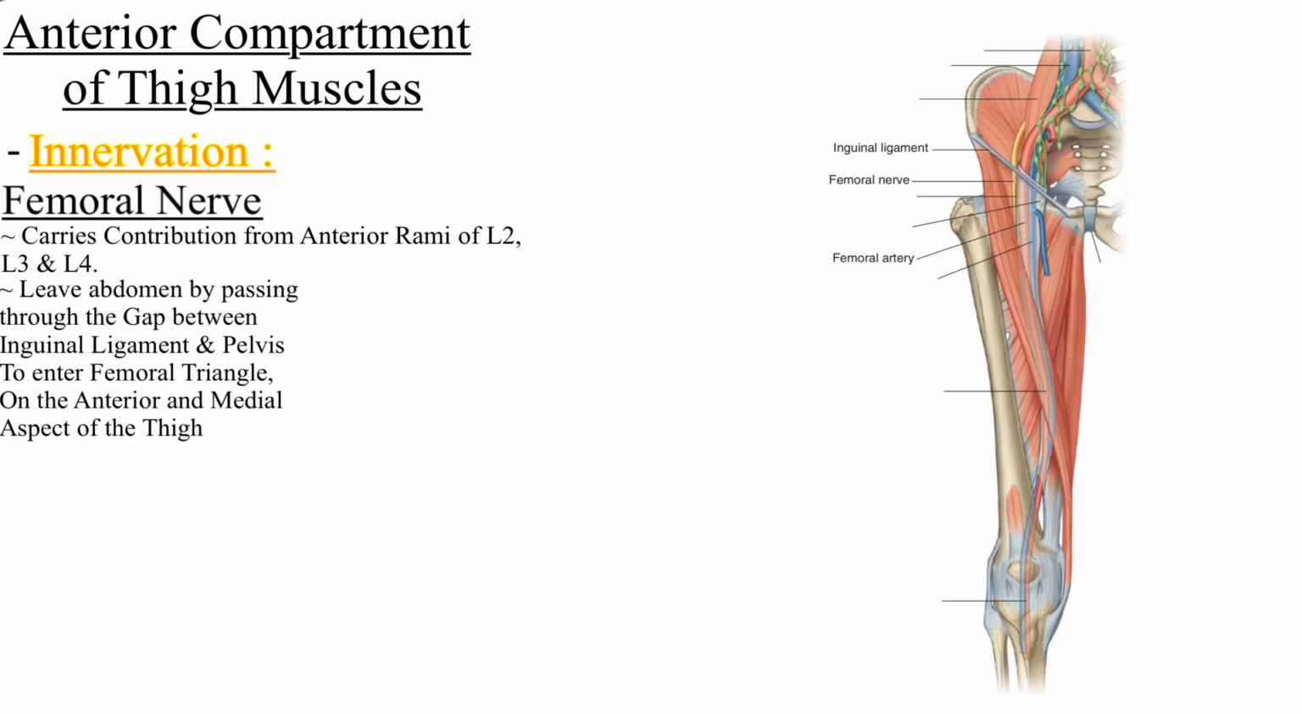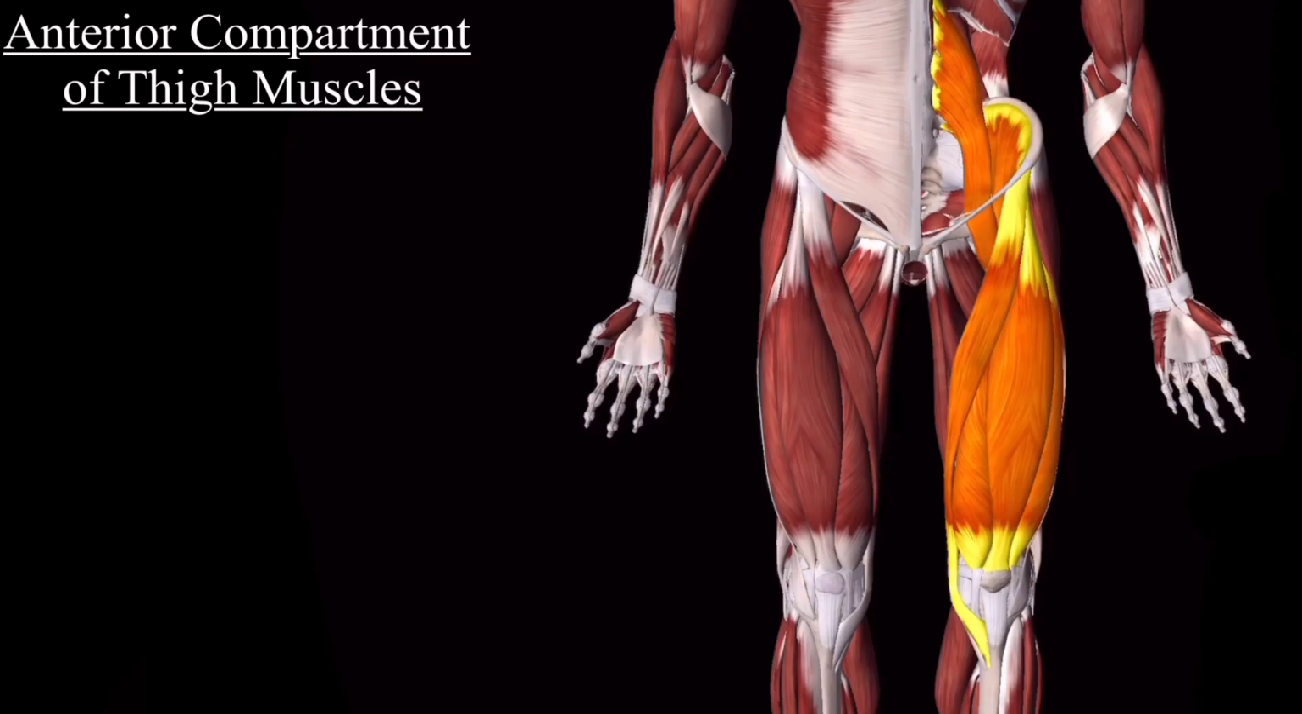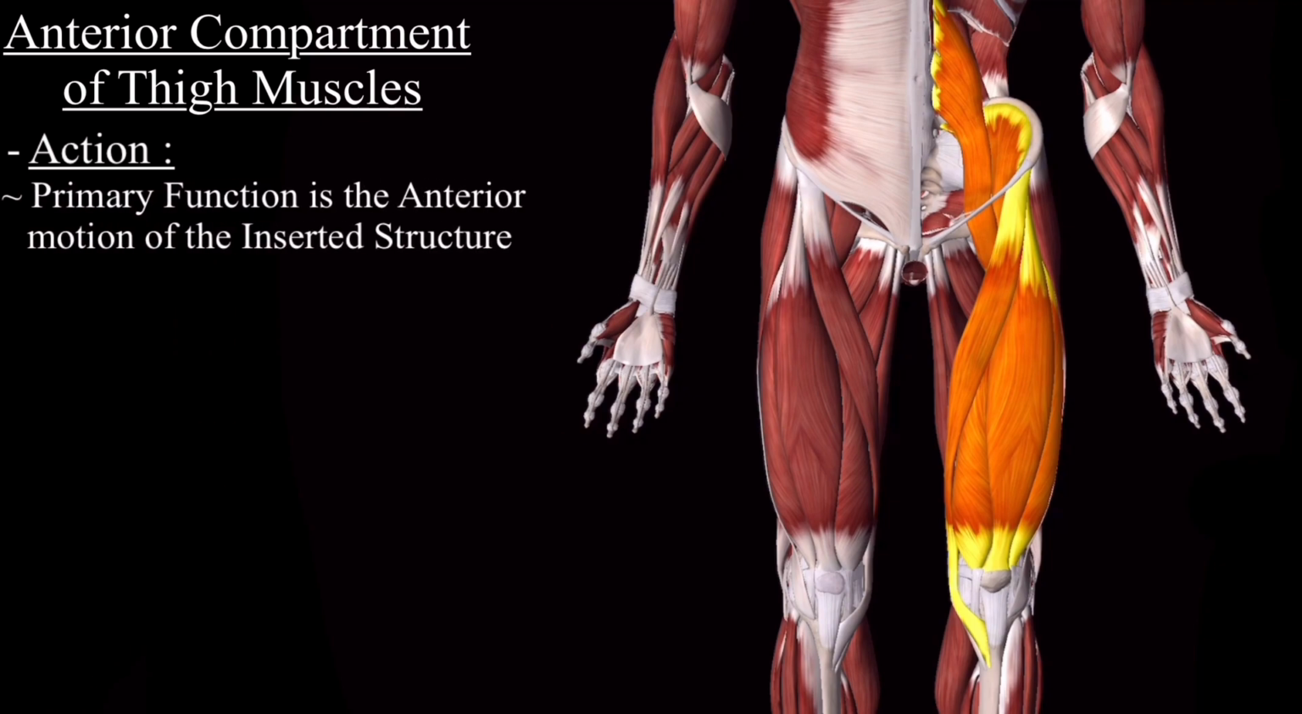In the femoral triangle, it is lateral to the femoral artery. As you can see, this is the femoral artery, and lateral to it, this is the femoral nerve. And here it innervates all the muscles in the anterior compartment of the thigh. Next is the action of these muscles. Since all the muscles are present anteriorly, their function is to move the structure anteriorly on which it is inserted. To understand and memorize their action more easily, I will divide these muscles into three groups.